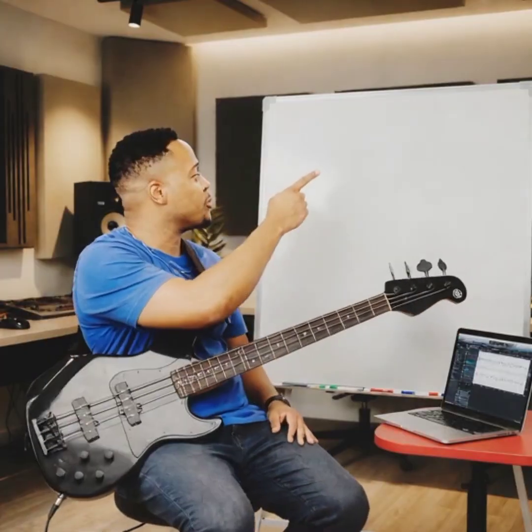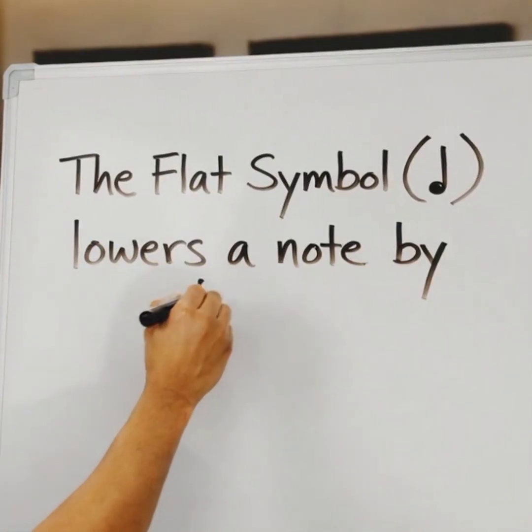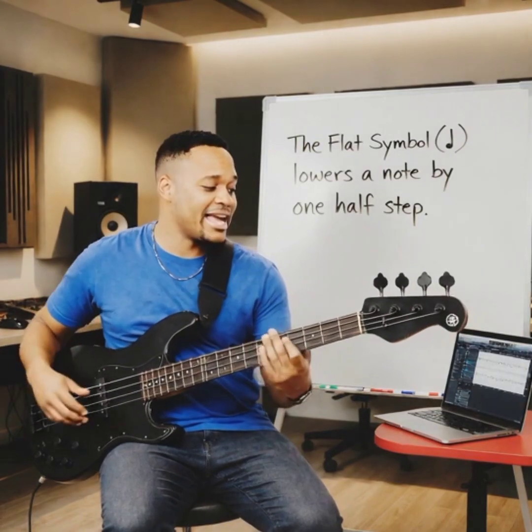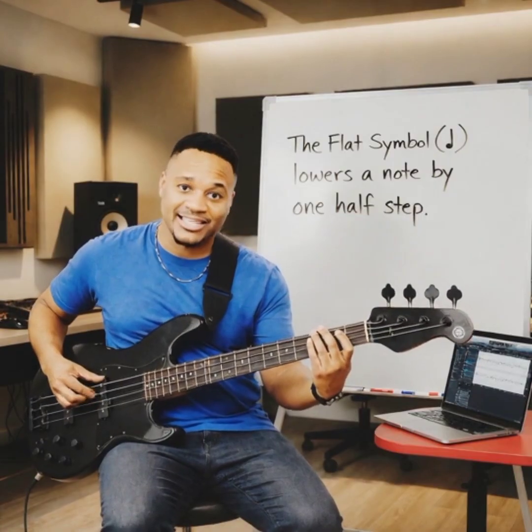Let's talk about the flat symbol. I'll write it out for you. The flat symbol lowers a note by 1/2 step. For example, let's play an A flat on the bass, just like this.